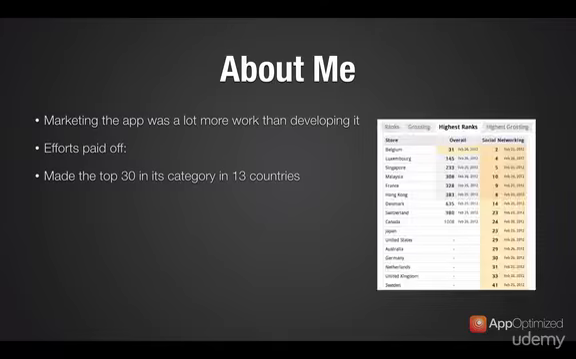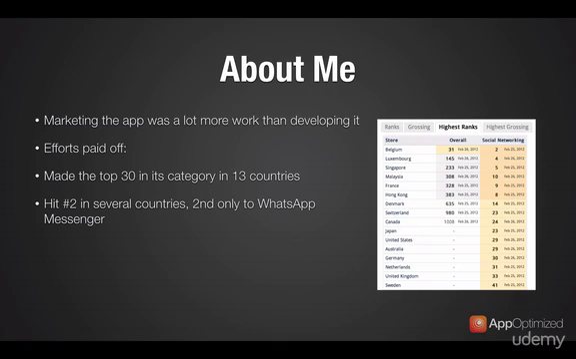And what happened is I made the top 30 in its category in 13 countries. And I hit number 2 in several countries. I was second only to WhatsApp Messenger because I had chosen the category of social networking. In hindsight, I might have wanted to change my category because WhatsApp was a very strongly downloaded app. But that's water under the bridge. It's something that I would have done now, but back then I didn't know to do.